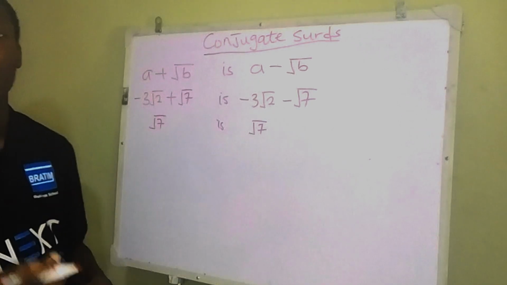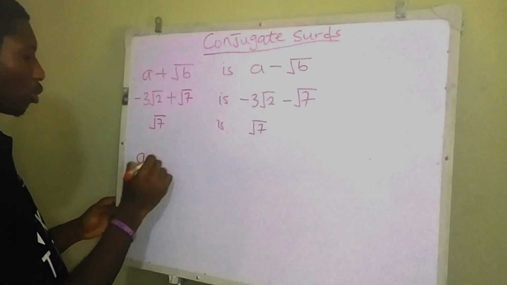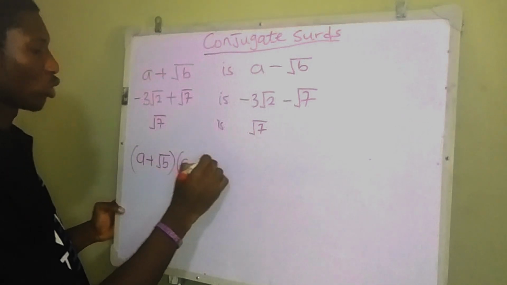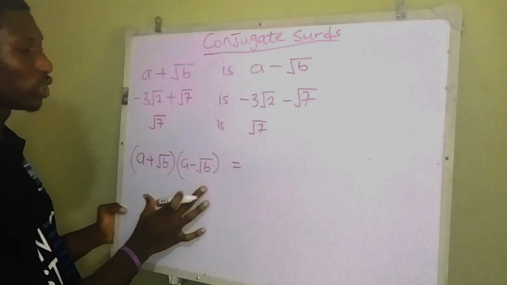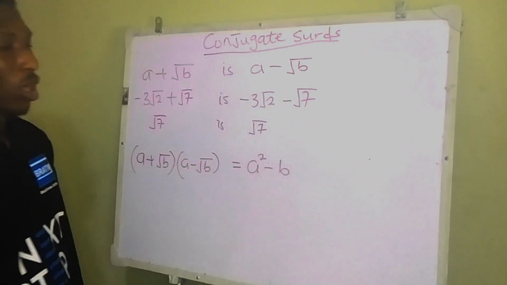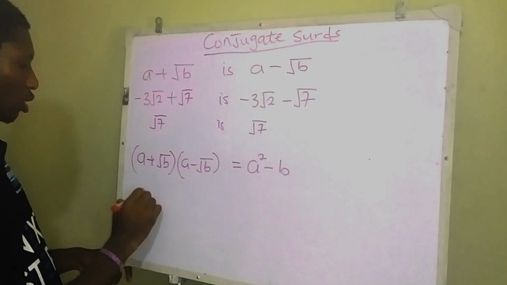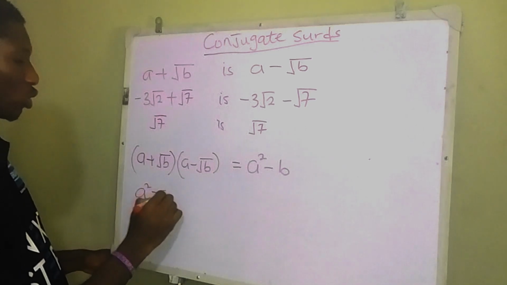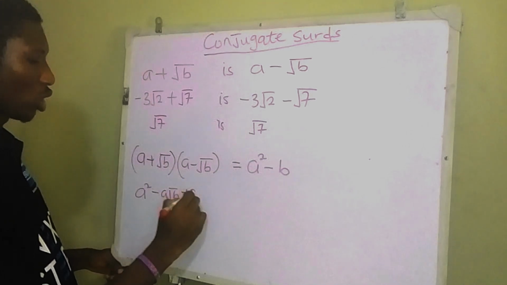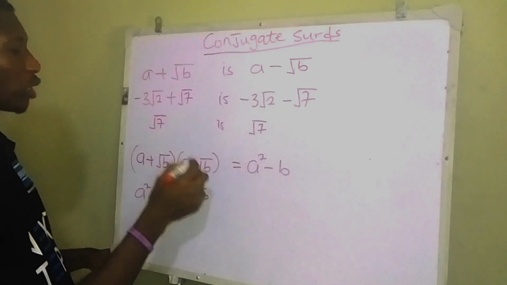Let's look at examples concerning them, but there is something I want to tell you about. When you have an expression a plus square root of b, and its conjugate is a minus square root of b, the product of these two will be a squared minus b. What it means is this: a times a is a squared. a times minus square root of b will be minus a square root of b. Square root of b times a will give plus a square root of b. And plus square root of b times minus square root of b.